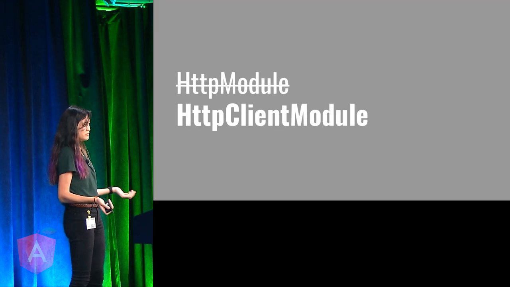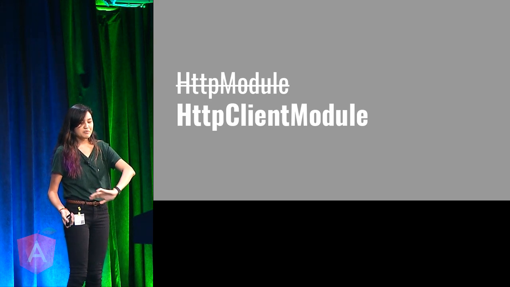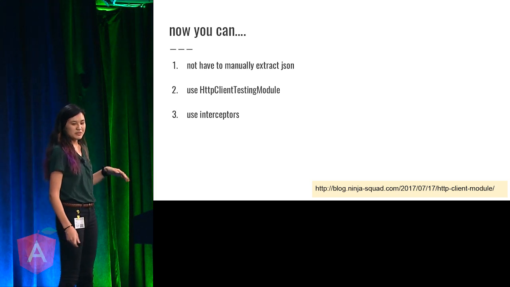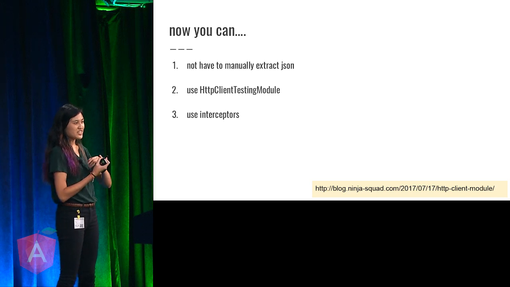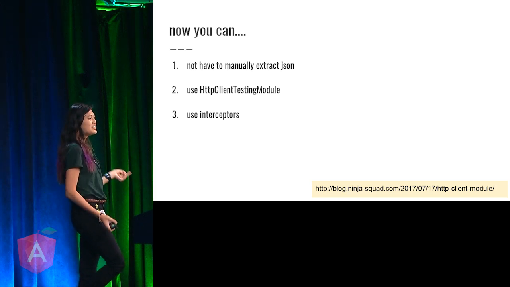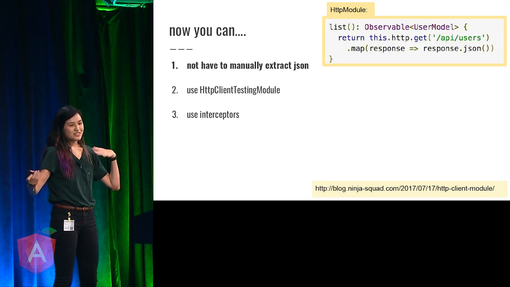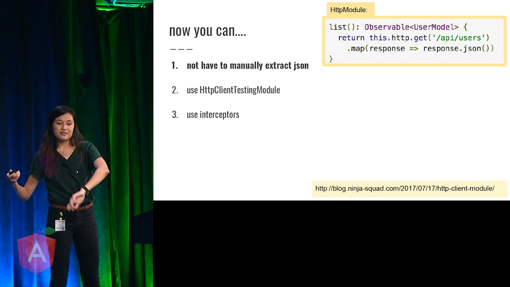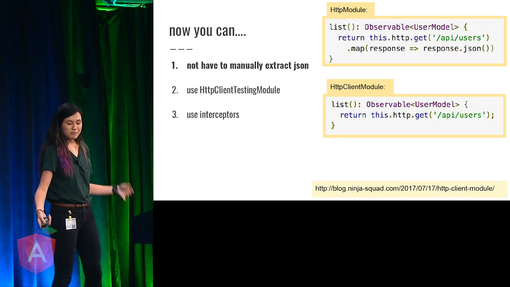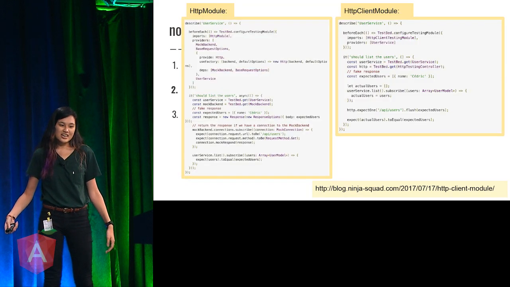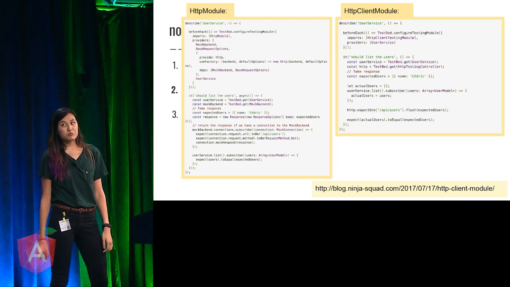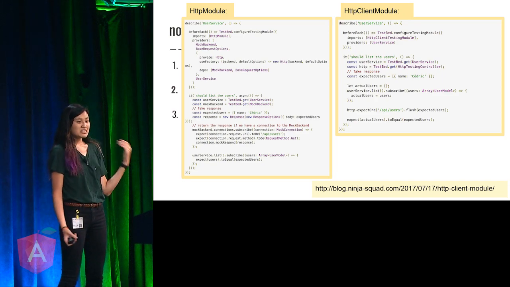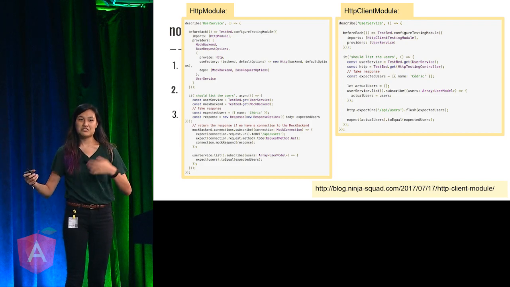A couple months ago, someone did a talk on new things in 4.3, and they mentioned HTTP client module. It's not deprecated yet, but I would like to rehash that. With HTTP client module, you now don't have to manually extract JSON. You can use HTTP client testing module, and you can use interceptors. To dive deeper: not having to manually extract JSON. Before, you had to do a map and get the JSON that way, but now you get the JSON without the map. With HTTP client testing module, before with HTTP module there was a lot of boilerplate and a lot of mock backends you had to do, which you still do have to do, but HTTP testing controller really helps with that. So there's less code in your test for HTTP calls.